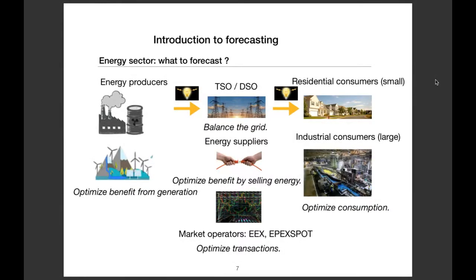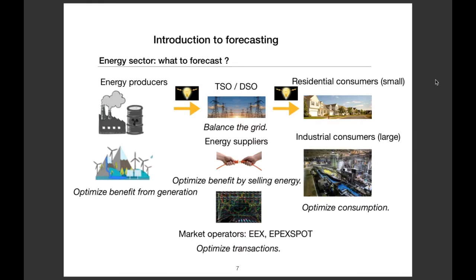So if we come back to the scheme with the different actors of the energy sector, it is interesting for the energy producer to optimize benefit from generation. The TSO and DSO have to balance the grid. The energy suppliers would like to optimize benefit by selling energy. The market operators would like to optimize transactions. And if we focus on the consumers, industrial consumers, so large consumers, want to optimize their consumption. But if we focus on residential consumers, it could be the same.